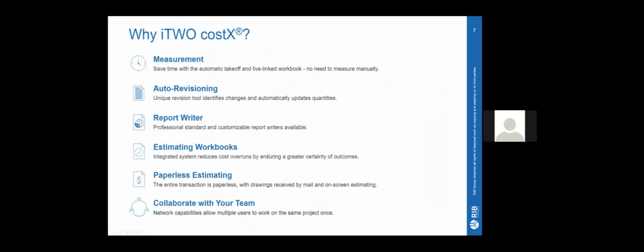The main features of costX include the inbuilt measurement tools, the auto revisioning capability to track changes between drawings. It has a report writer, so you can customize the outputs that you want to see. The embedded workbooks live link to the drawings. The entire process is paperless, and it allows you to collaborate with your team with multiple people on the same project at the same time.